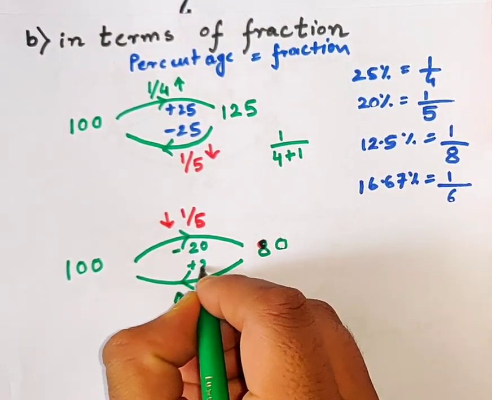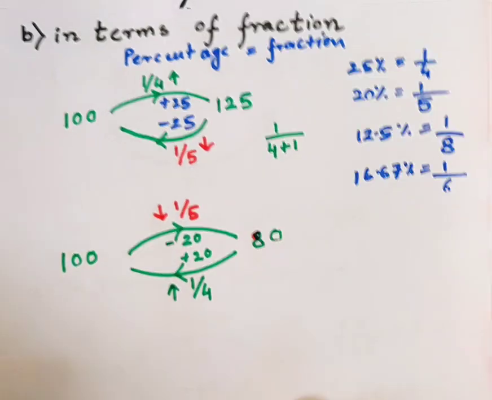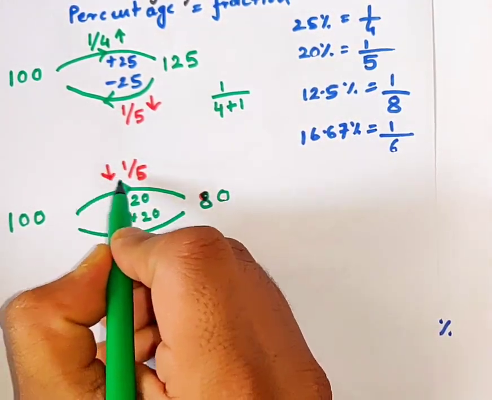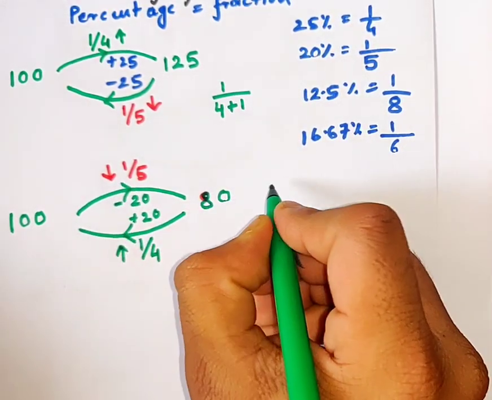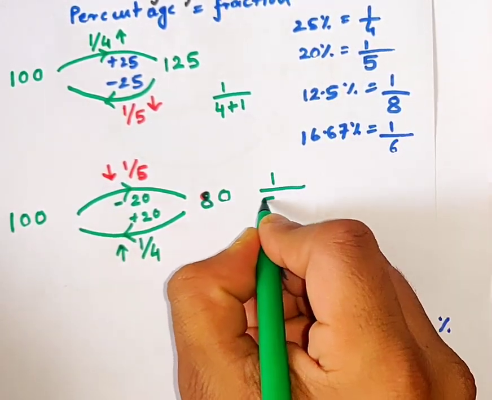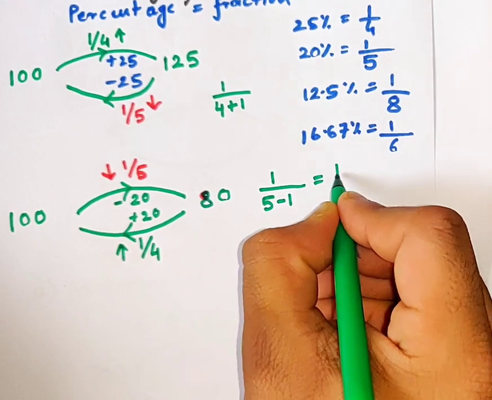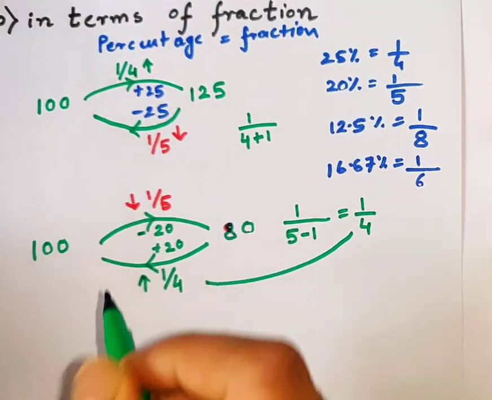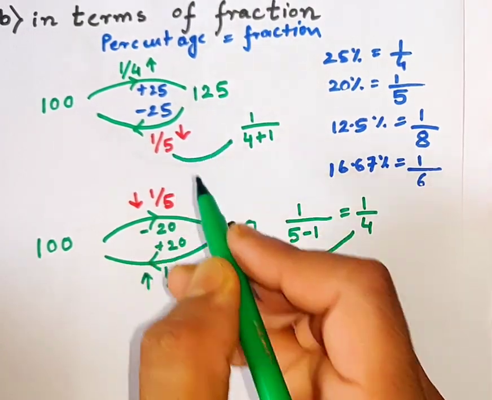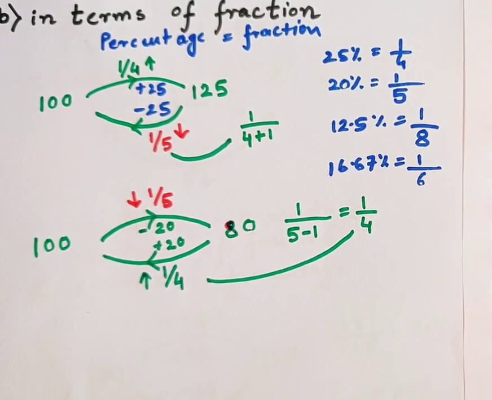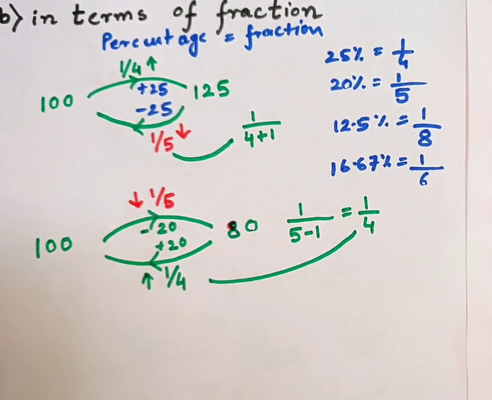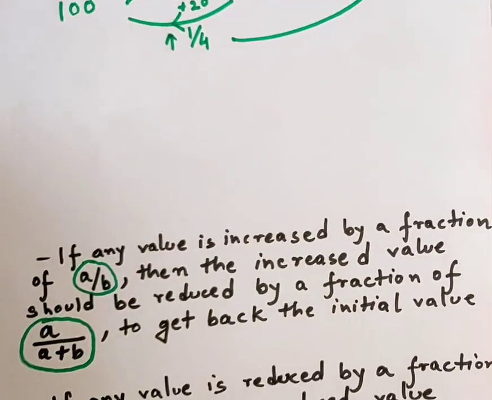Minus 20 plus 20. Okay. So the concept is again the same. Because you reduced, it means the base has reduced, so you need to subtract: 1 by 5 minus 1 equals 1 by 4. This is this one. Similarly, this 1 by 5 has been obtained by this. So we are doing the same thing now in terms of percentage, and we learn this concept.